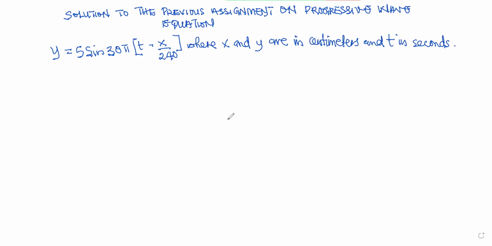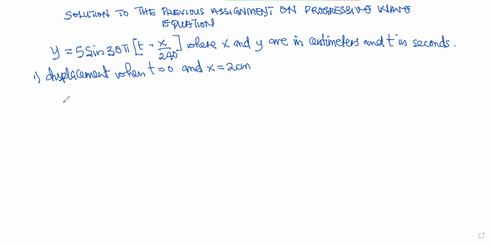Find the displacement. We are asked to find the displacement when t is equal to 0 and x is equal to 2 centimeters. Then the wavelength, velocity, frequency. So let's determine this displacement first.